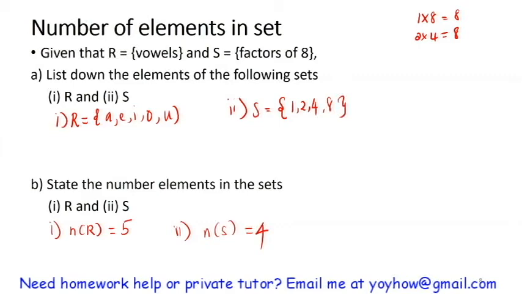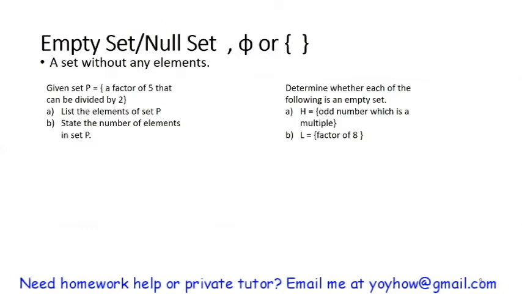So up next, we have the empty set and the null set. We can represent it using this symbol, or this empty bracket. So what is an empty set or null set? It's a set without any elements. Meaning to say, you see in this bracket you have nothing, right? So a set without any elements. All right, we look at some examples here, then we'll give you a better idea.